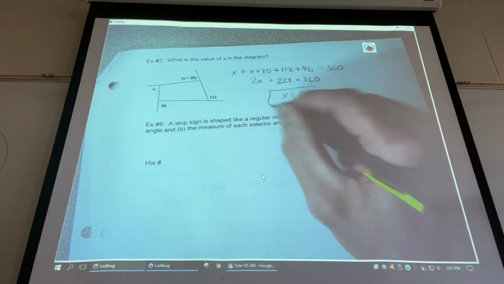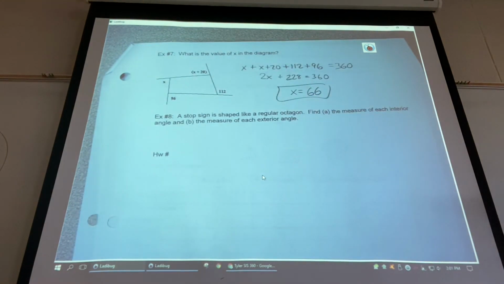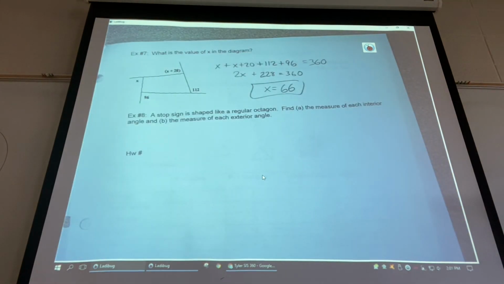All right. Well, our last example. Good job, team. We're going to make it. Our last example is a stop sign. And a stop sign is shaped like a regular octagon. If it's regular, what do we know about all the sides and angles? They're all equal. The sides are all congruent, all the angles are congruent. It says to find A, the measure of each interior angle, and B, the measure of each exterior angle.